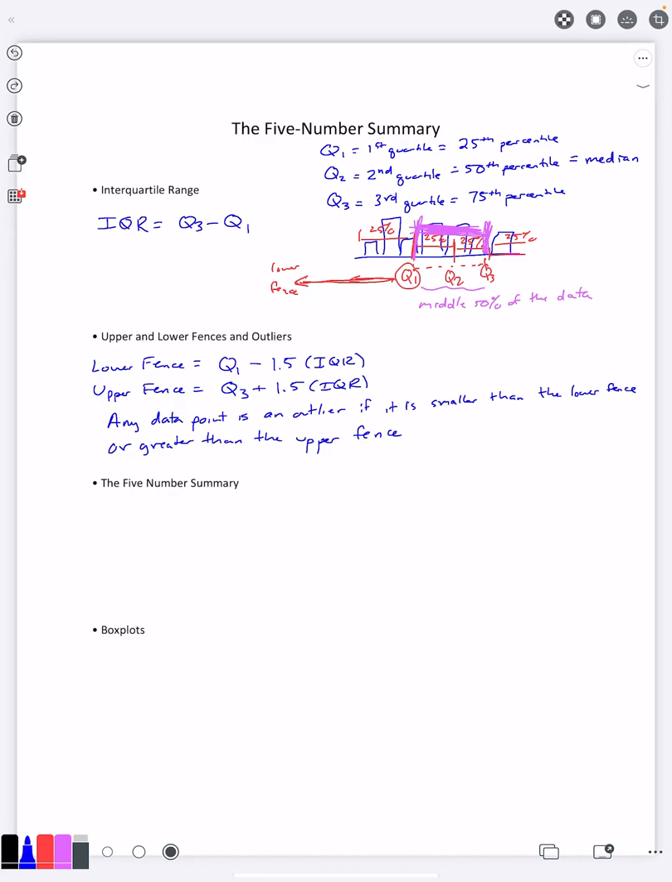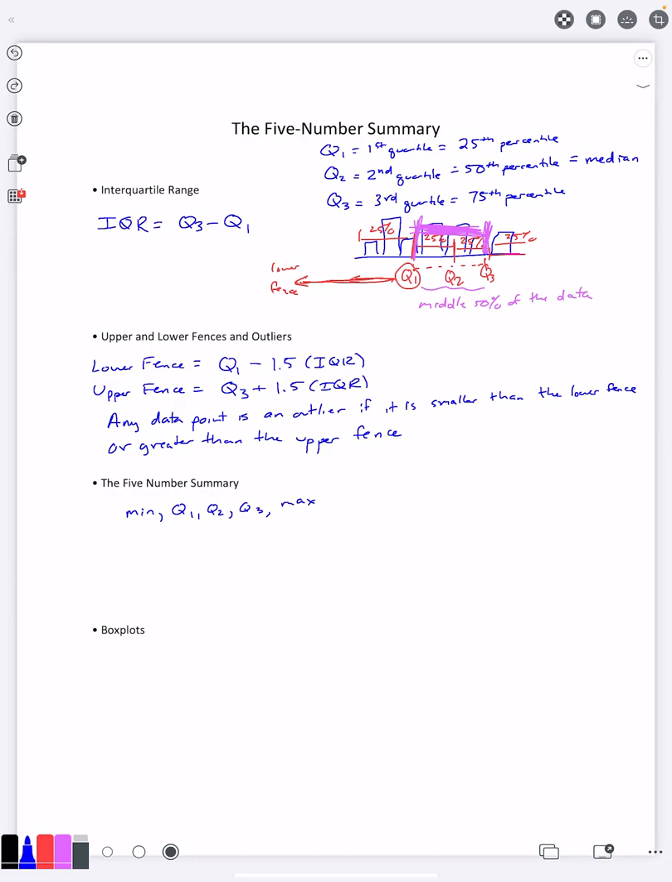Okay, so now that we have that done, now we can talk about these last two topics here. First off, the 5-number summary is the following. It's min, Q1, Q2, Q3, and max. So the 5 numbers you're going to give to summarize your data set is the minimum value, Q1, the first quartile, Q2, which is also the median, Q3, the third quartile, and then the maximum.